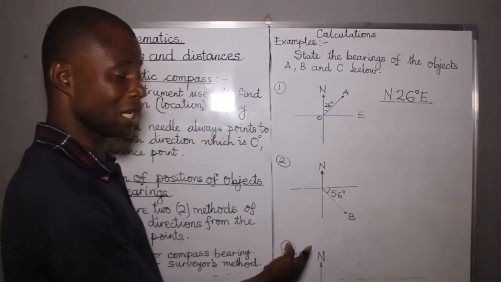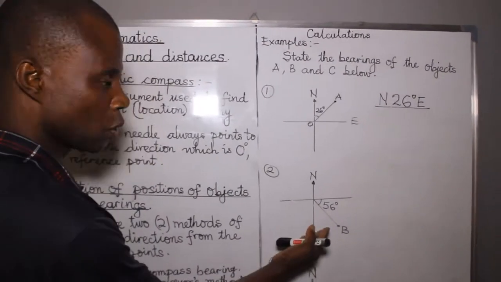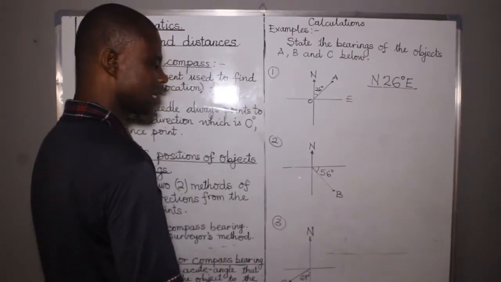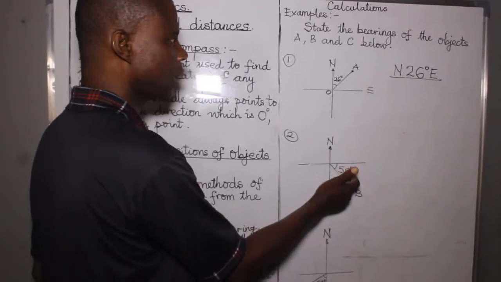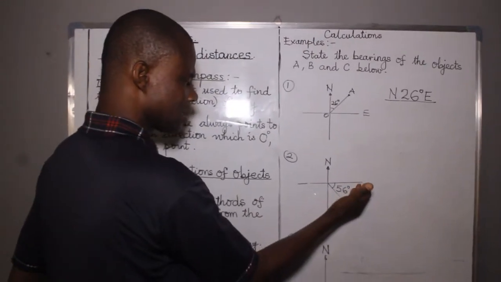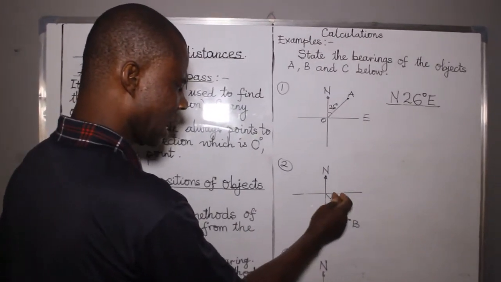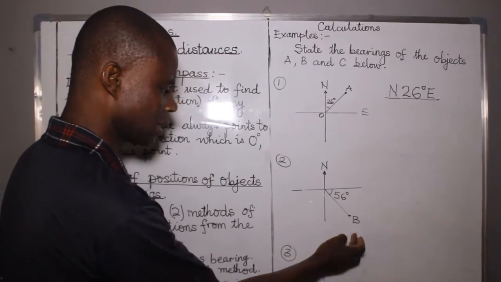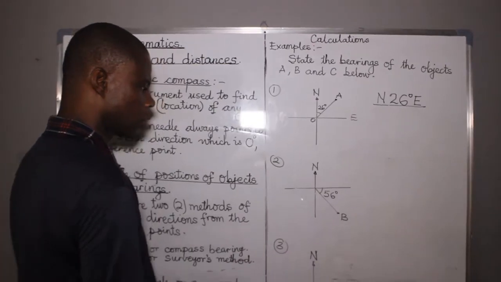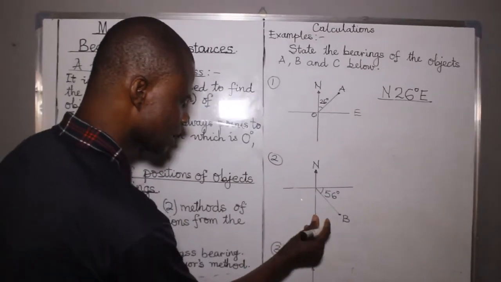Number 2 question. The diagram is asking us also to take a look at this, giving us 26 degrees. Now this 26 degrees is not starting from the north. And based on the bearing, what do we look at? Where is it? It's down here, 56 degrees. This is the point B we are asked to locate. Therefore, opposite to the north, we have south.